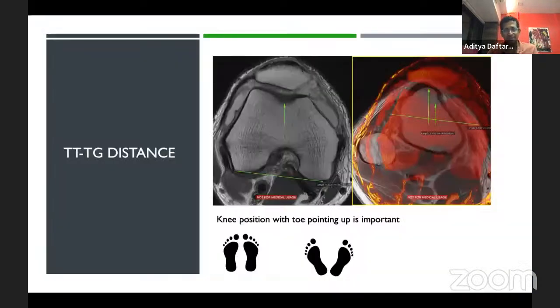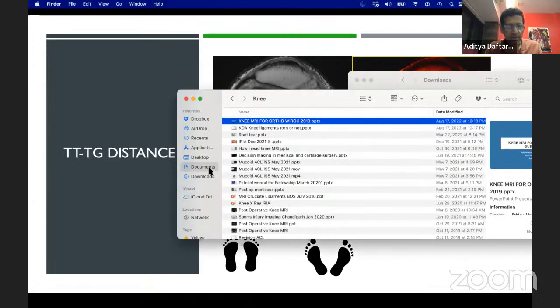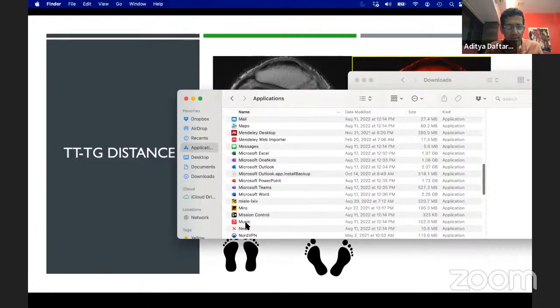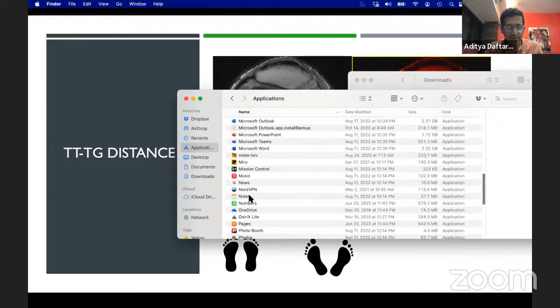What is important when we do the TT-TG measurements is that the patient position is with the toes pointing up and next to each other, not externally rotated. The moment they externally rotate, the TT-TG distance can get altered quite significantly. In order to measure the TT-TG distance, I'm going to try and show you a scan here. Just give me 1 second. So I can show you that in a more systematic way.